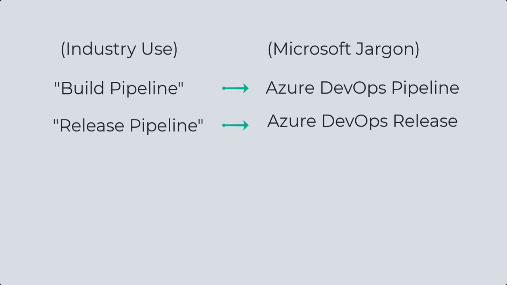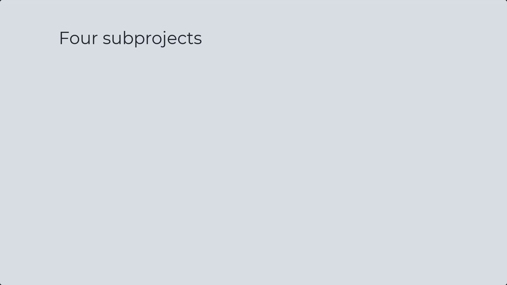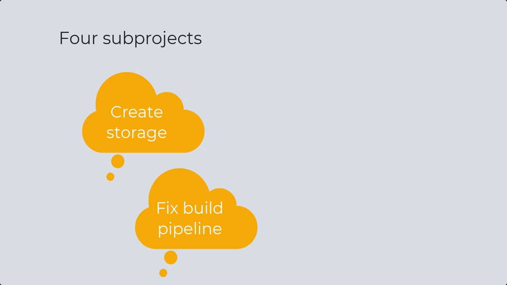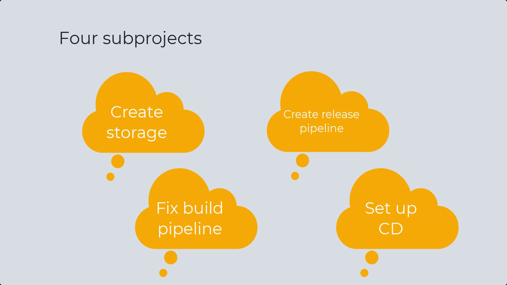Now, to make a useful release pipeline here, we need to perform 4 smaller projects. First, set up the storage area where our front-end app will be deployed. Second, we have to fix up a couple of small issues in the build pipeline. Third, we create the release pipeline itself with its task list. And finally, we'll set up the continuous deployment capability.